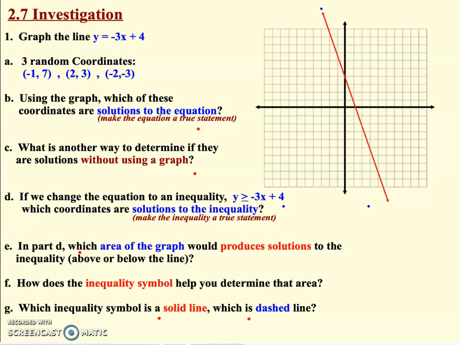These are your video notes for section 2.7, which the topic is system of inequalities. Before we get into the system idea, which means multiple inequalities, we're going to backtrack a little bit and talk about an equation, then a single inequality, and then we'll build that up to a system.